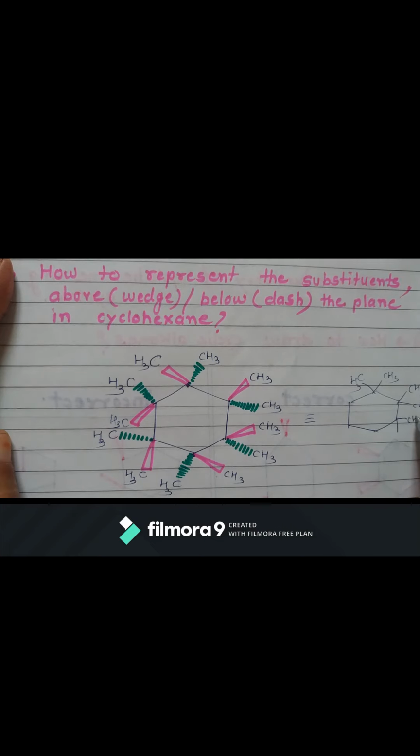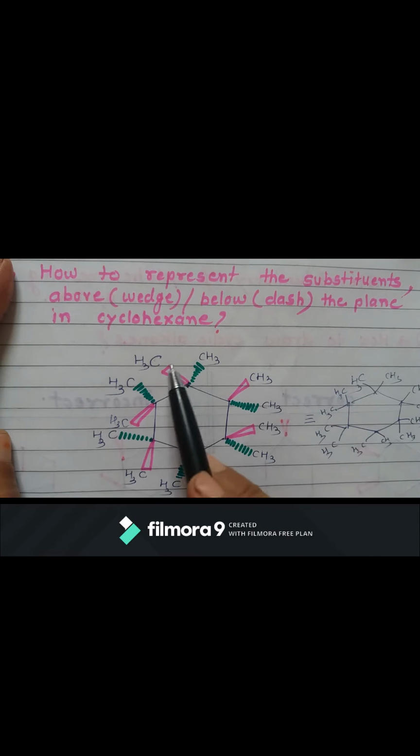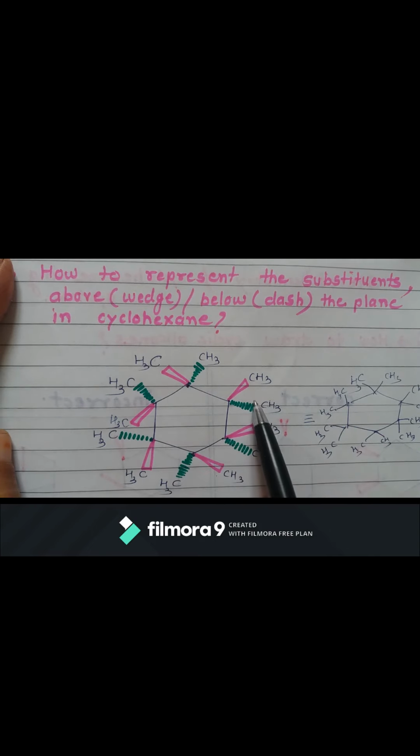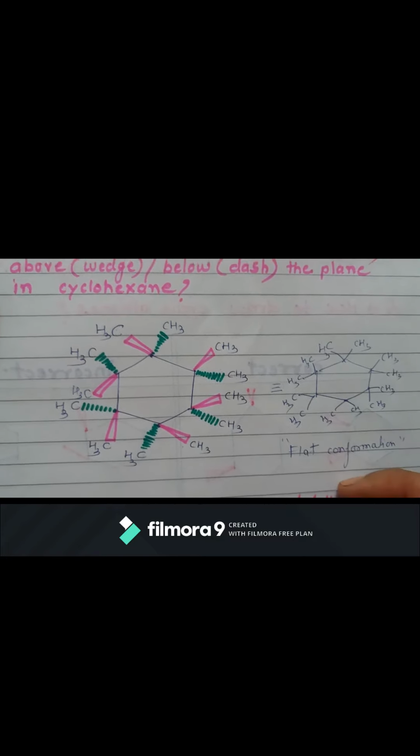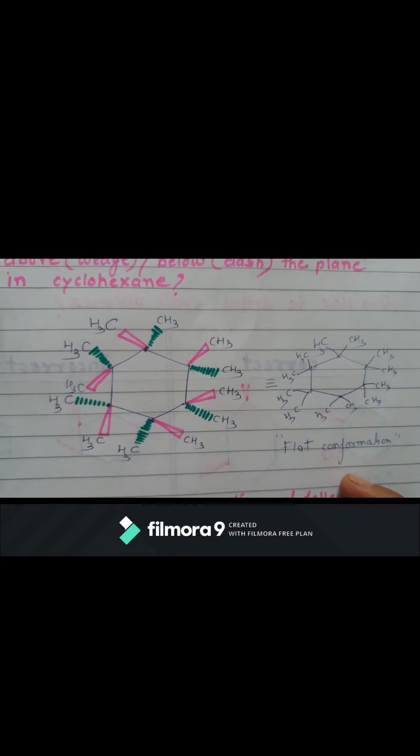So this is the flat conformation of the substituted cyclohexane system. Now the challenge is how to draw all these above-the-plane methyl groups and below-the-plane methyl groups in the chair conformation. So this is the flat conformation. In the flat conformation, it is quite easy to represent the cyclohexane molecule.